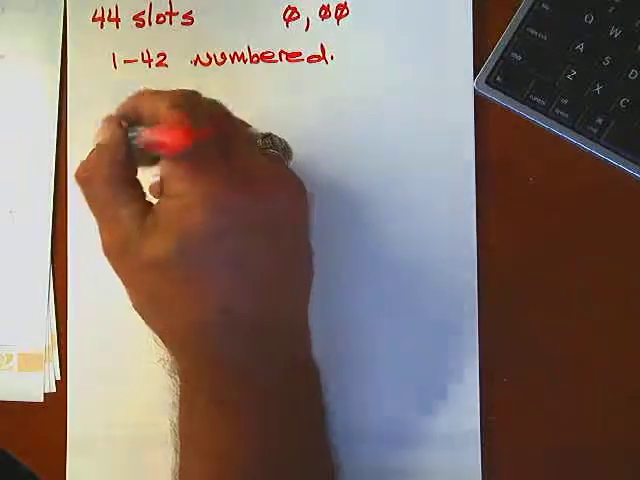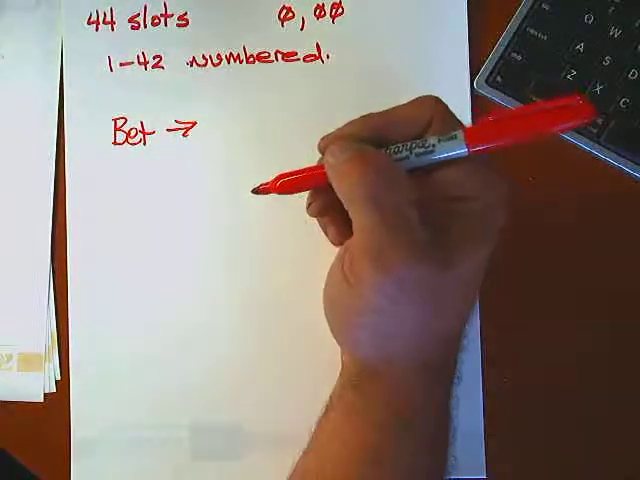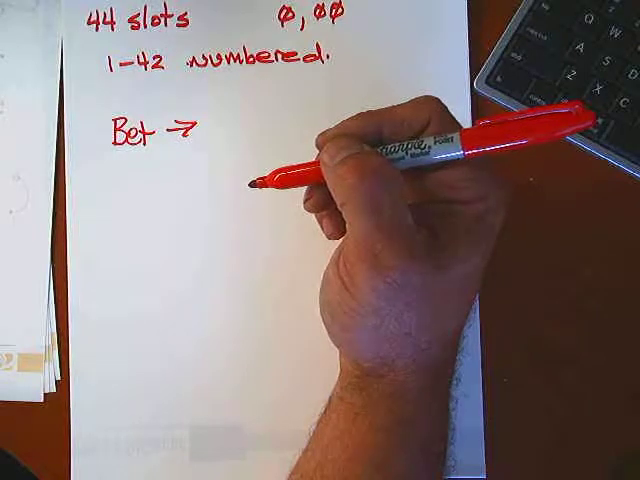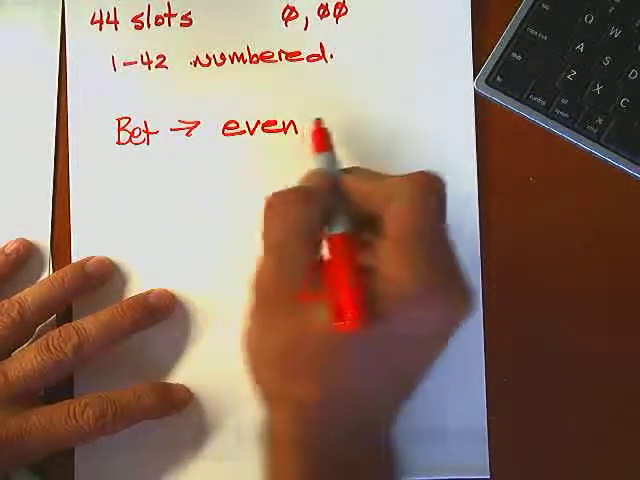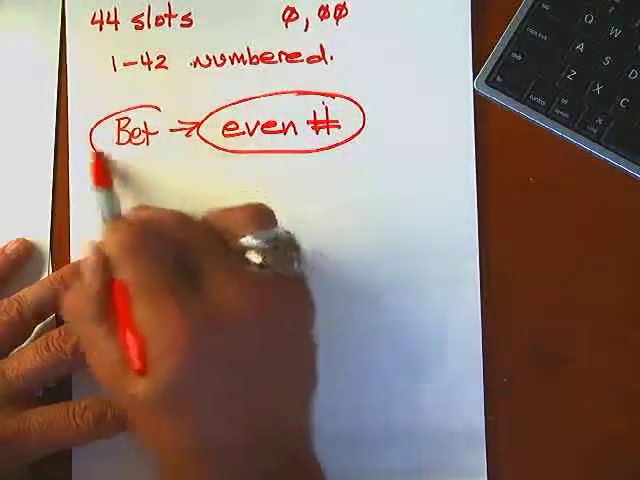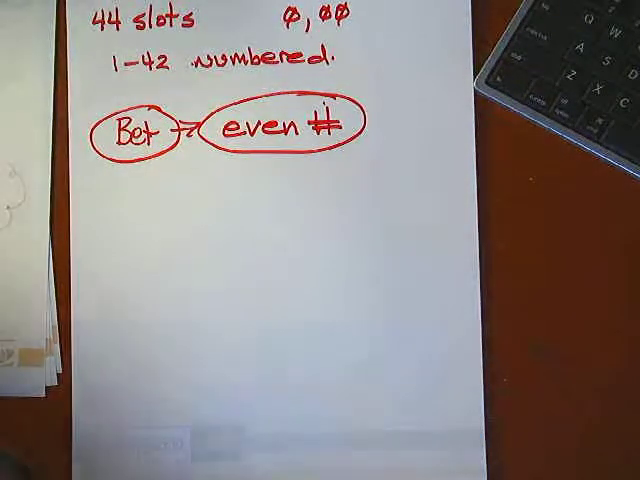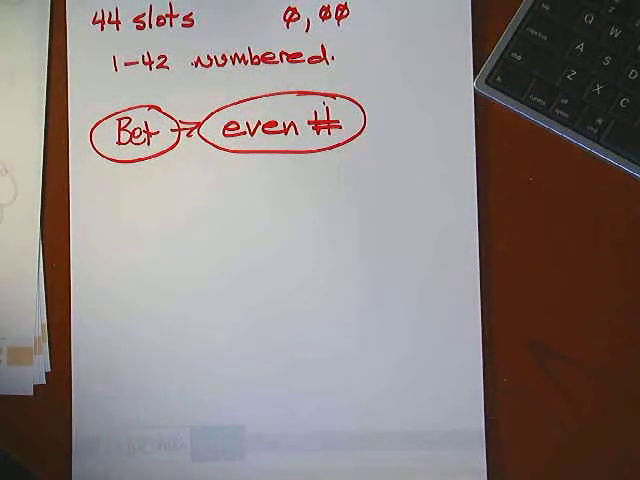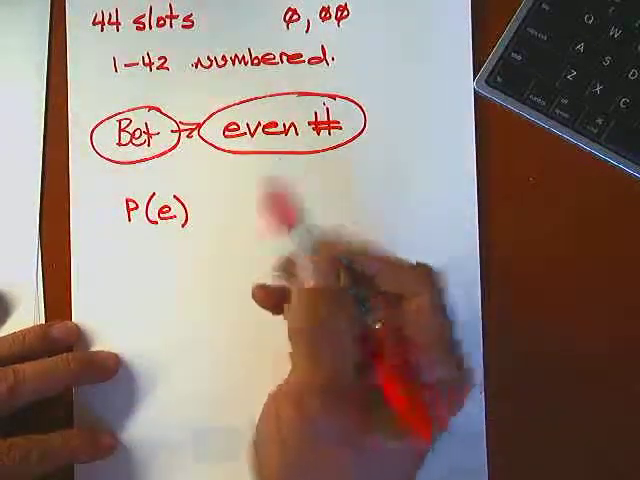Alright, a modified roulette wheel has 44 slots. If you don't know what a roulette wheel is, you need to look it up. One slot is 0 and the other one is 00. Okay, so 0 and 00, and then 42 numbered slots, and 1 through 42 are numbered.